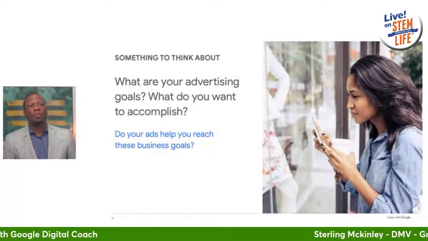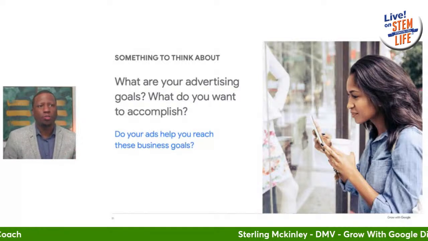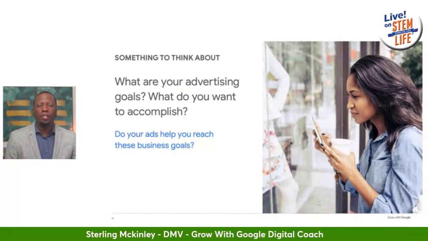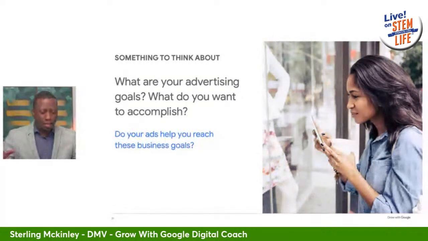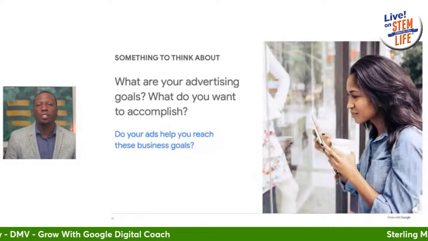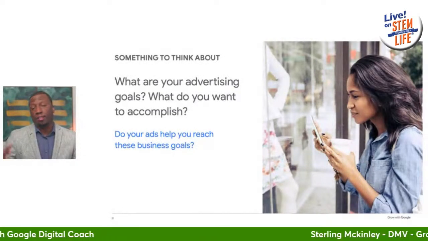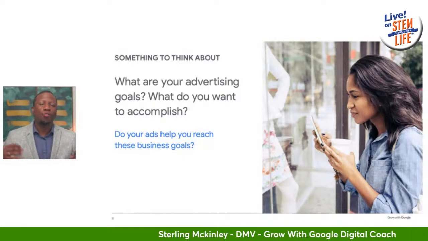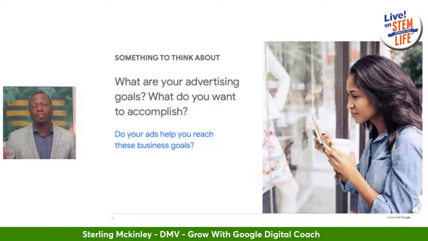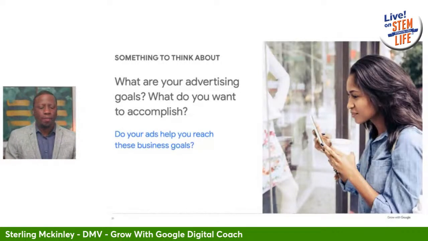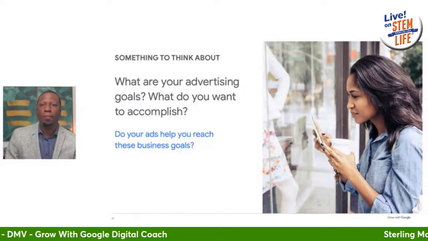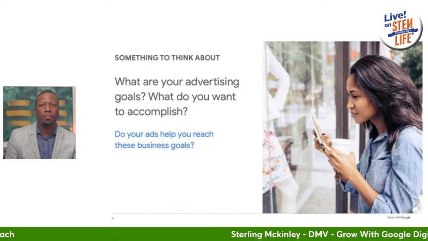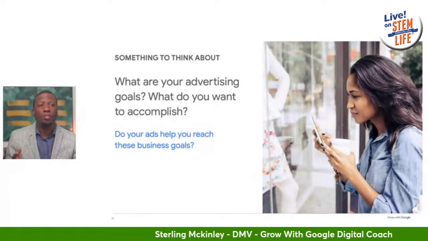Something to think about. What are your advertising goals? What do you want to accomplish? Think about that. Once again, I think once we have goals established and in place, we can also reach those goals, but we'll also know how we're going and how we're reaching our goals. If you don't have a goal in place, you really have nothing. And think about the end result. What do you want to accomplish? Is that more calls, more clicks? Is that more visits to your website, more downloads? What do you want to accomplish?